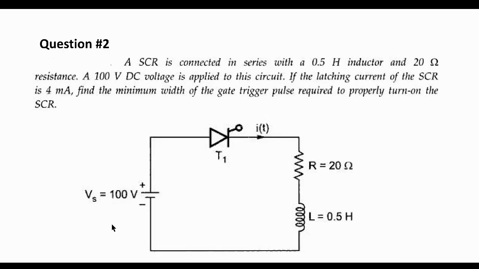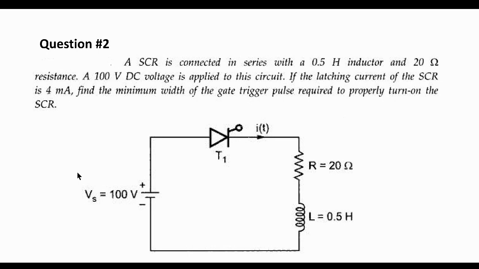All right, so we have an SCR that is connected in series with a 0.5 Henry inductor and a 20 ohm resistor. We have a 100 volt DC source applied to the circuit, and the latching current of the SCR is 4 milliampere. We have to find the minimum width of the gate trigger pulse required to properly turn this SCR on.